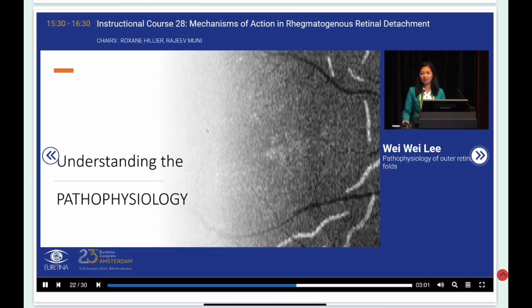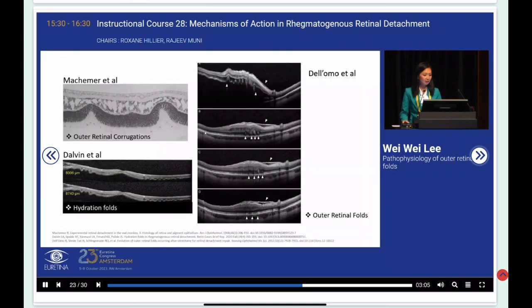So in order to understand the pathophysiology of outer retinal folds, we have to go back to histology study, where McCormick et al. first described outer retinal corrugations. Decades later, Delvin et al. demonstrated similar findings on OCT and termed them hydration folds. Delamore et al. was the first to describe that outer retinal folds originate from these outer retinal corrugations.